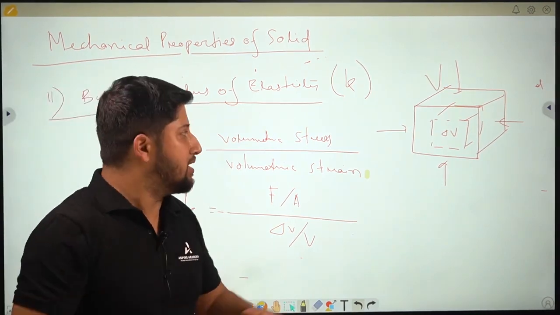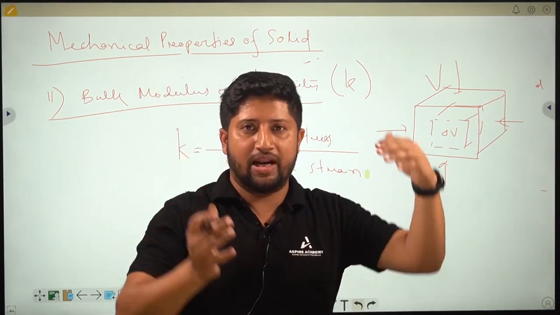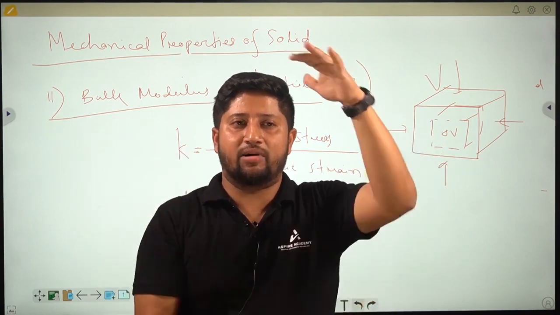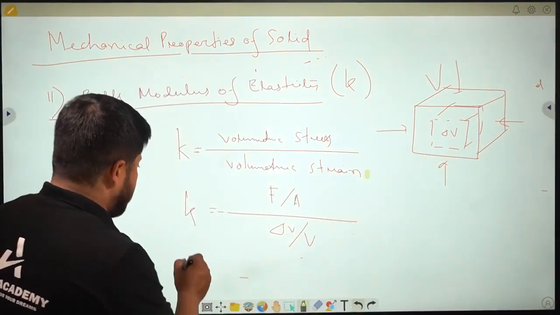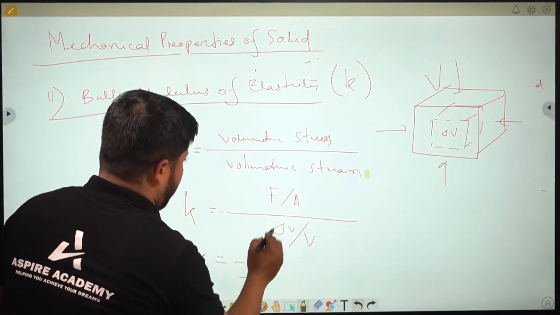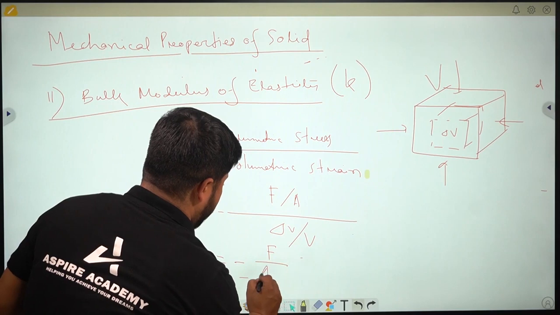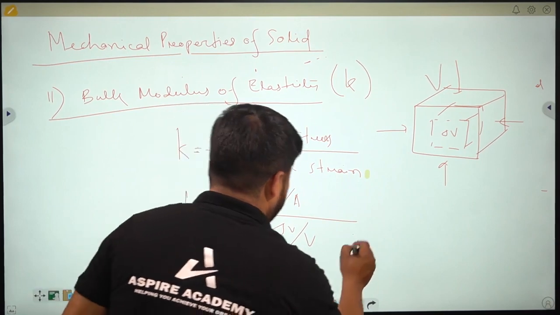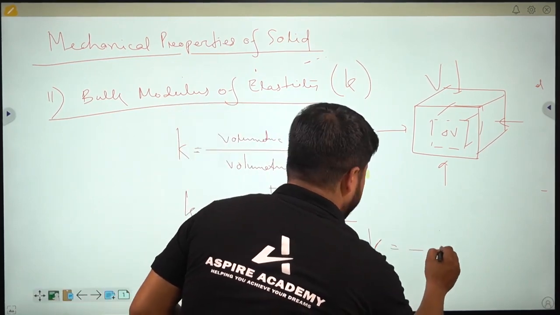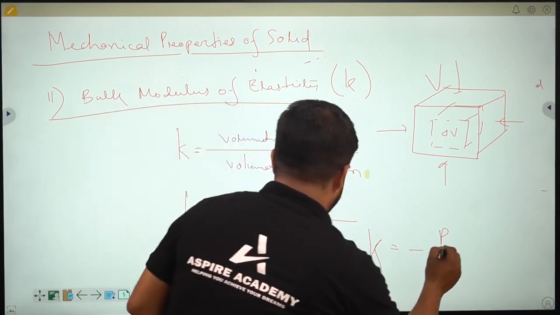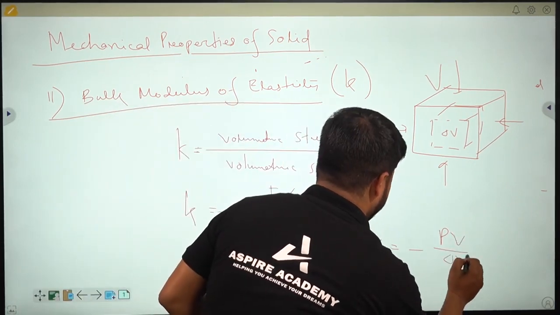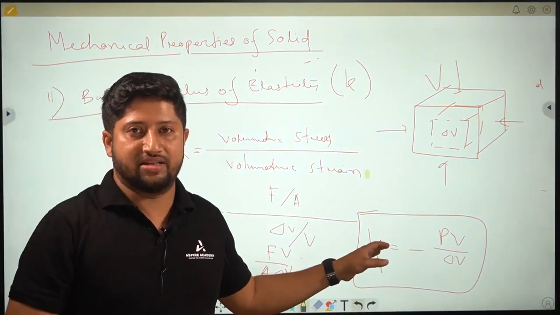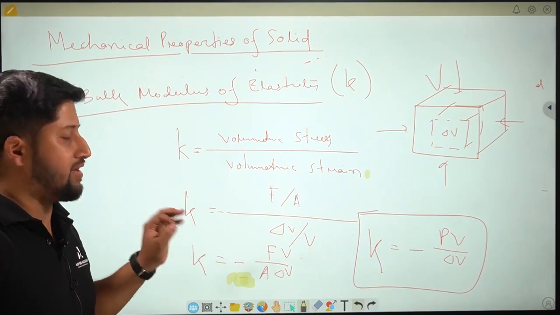Why is it negative? Because if we increase the force on a cube, the volume decreases. One is increasing, the other is decreasing. That's why we use the negative sign. So kappa is equal to negative of F by A into V by del V, or kappa is equal to minus P, because force by area is pressure, into V by del V. This is the mathematical expression for bulk modulus of elasticity, which is very, very important.